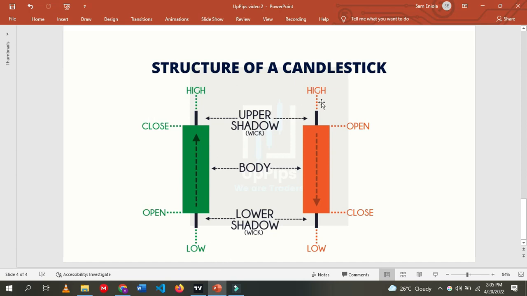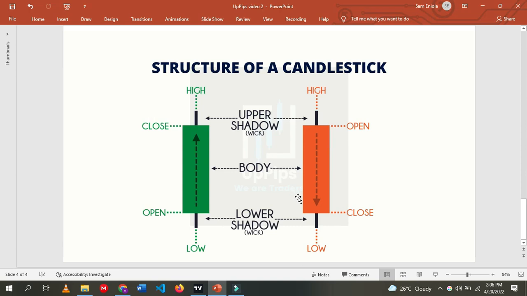So when we are labeling our candlestick, we'll be labeling the wick. This is the high wick. This is the low wick. Then this is the high of a bearish candlestick. This is the low of a bearish candlestick. We can also call the wick the shadow.